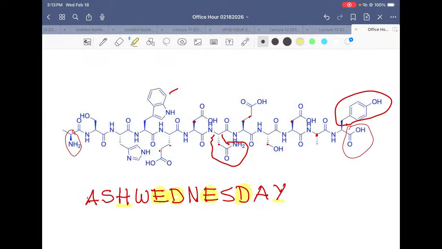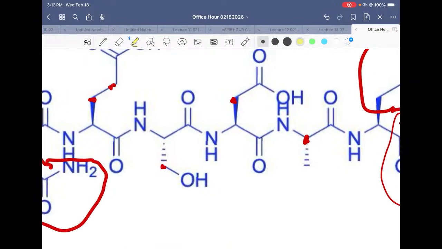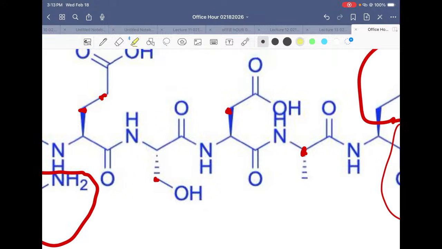Now about the peptide planes. So what was the question about the peptide planes again? Kind of how to identify them because I'm still a bit confused. You're still confused? Based off their stereochemistry, right?